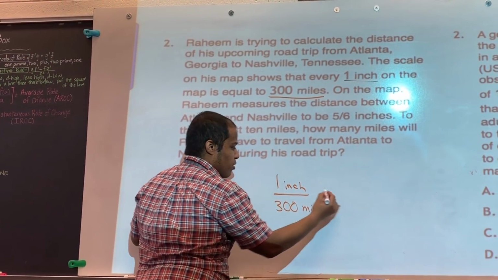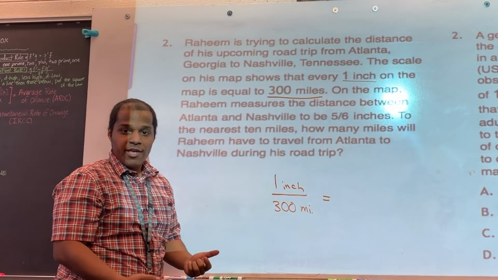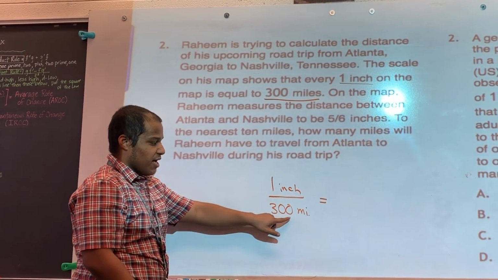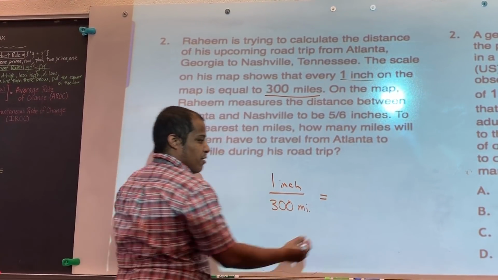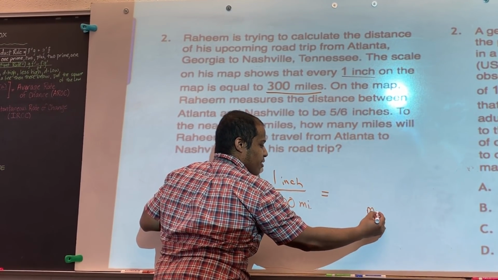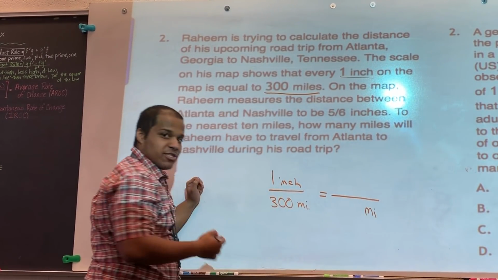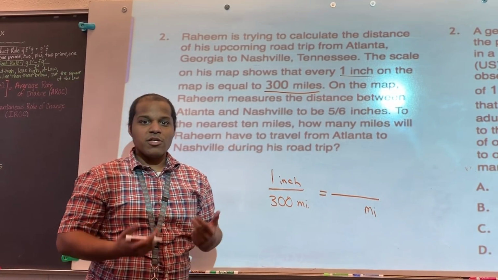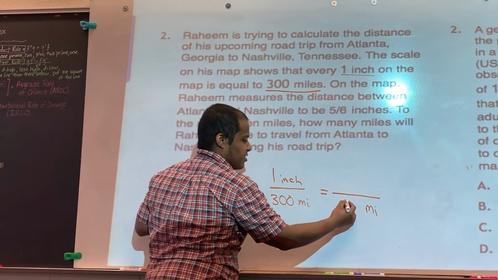We want to know the number of miles that Raheem will be traveling. So in this case, I have miles in the denominator. I will have miles in the denominator here. And the number of miles I'm going to travel is what is unknown. So I will put x here.